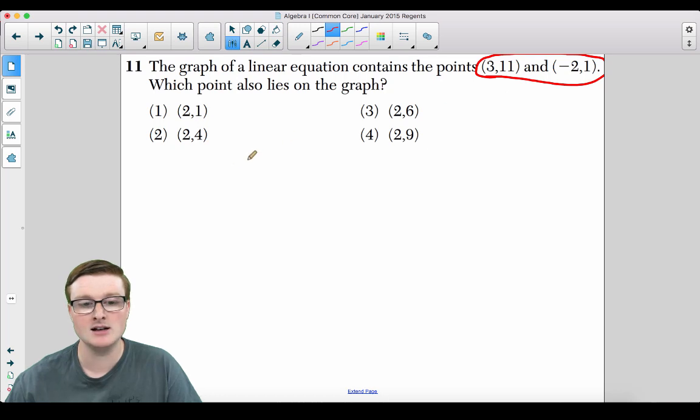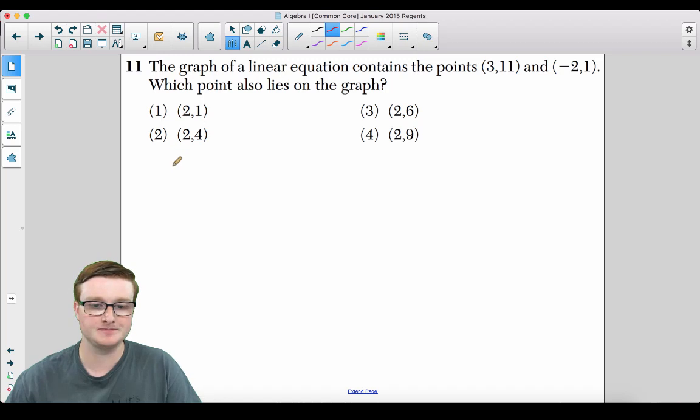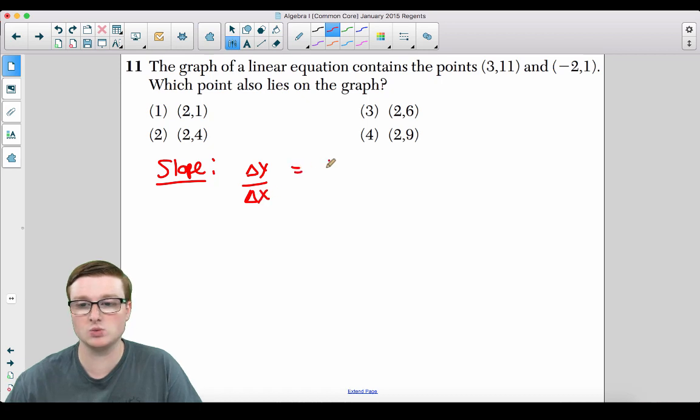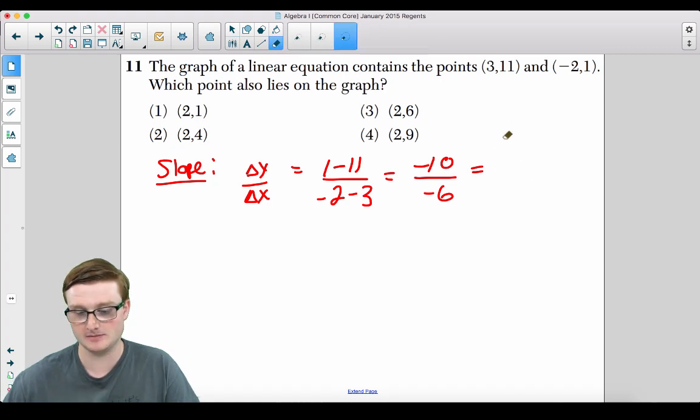Of course we can. If we're given 2 points, we could calculate the slope, and then we could calculate the actual line. Okay? So that's what I'm going to do right now. I'm going to take these 2 points, and the first thing that I'm going to do is calculate the slope. So we get the change in y over the change in x, which is 1 minus 11 over negative 2 minus 3. That is equal to negative 10 over negative 6, which is going to equal 5 thirds.